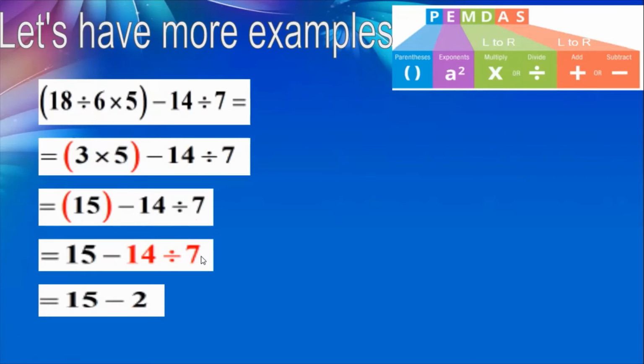So we have two operations here, subtraction and division. Which one should we do first? Do we subtract or should we do the division? Very good. Your answer is correct. We need to do the division first before we do the subtraction, because division is in higher priority compared to subtraction. So 14 divided by 7, that is 2. Just bring down 15 and the subtract sign. So 15 minus 2, for our answer, we have 13.